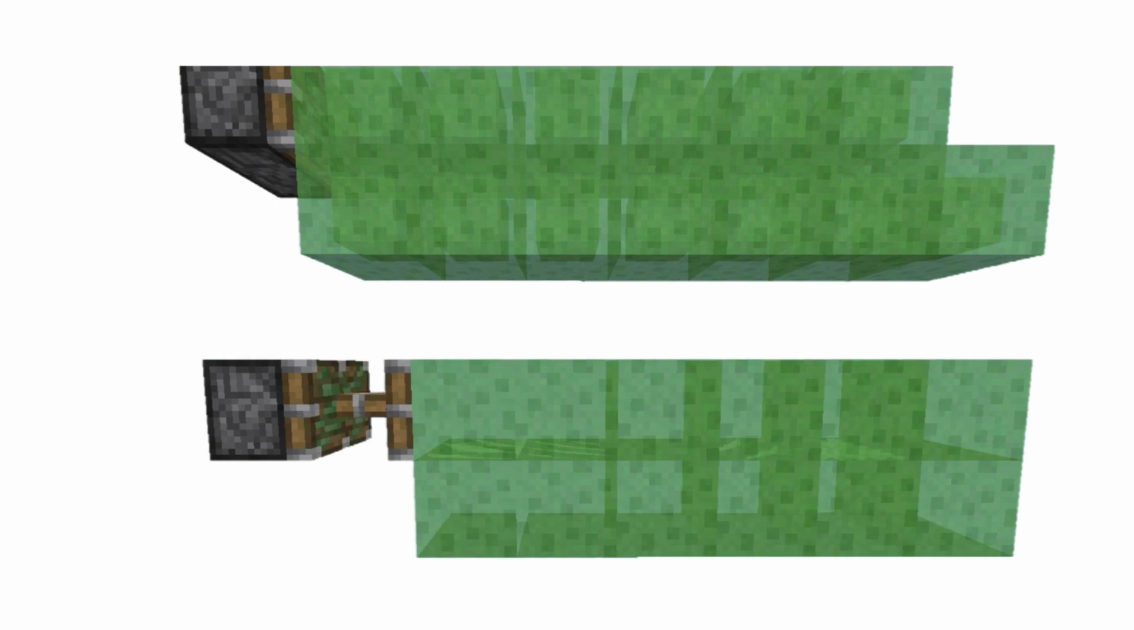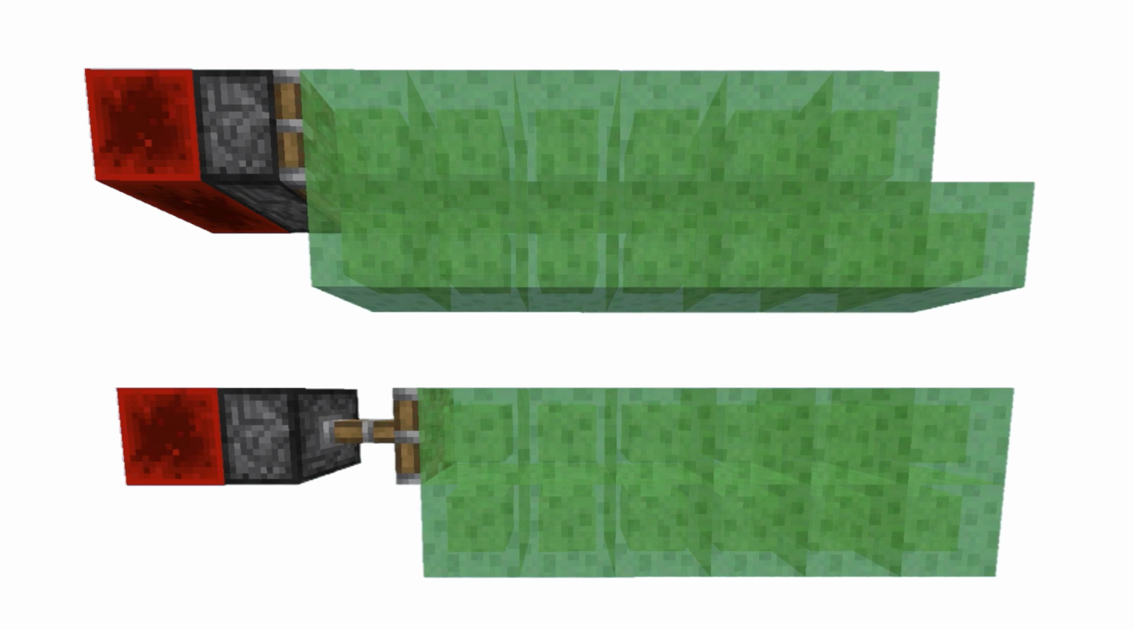But how many blocks can we push? Well, the slime block limit is set to 12. That is, every piston can only push a maximum of 12 blocks. If the structure being pushed by the pistons is more than 12 blocks, the piston will not push at all.